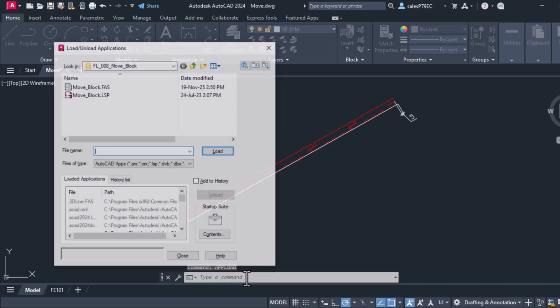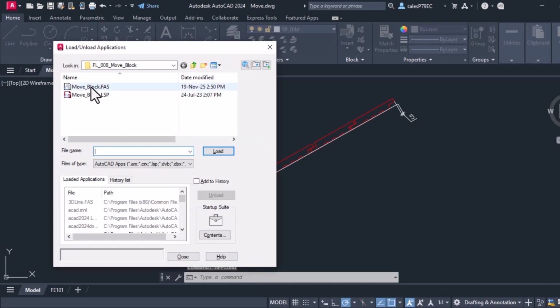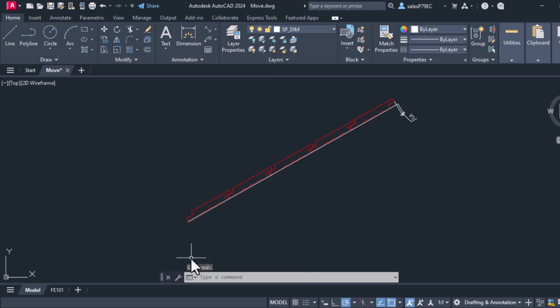Load the Lisp file move_block.fas using the appload command. Once it's loaded, follow these steps. Select the first block, the leftmost block in the row. Select the last block, the rightmost block, then select all the blocks in between.